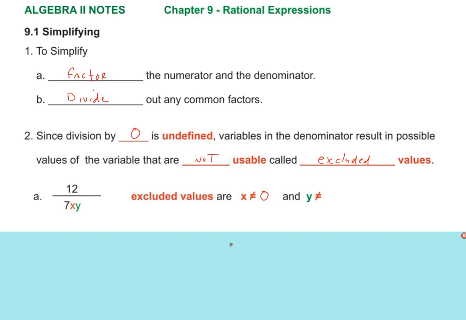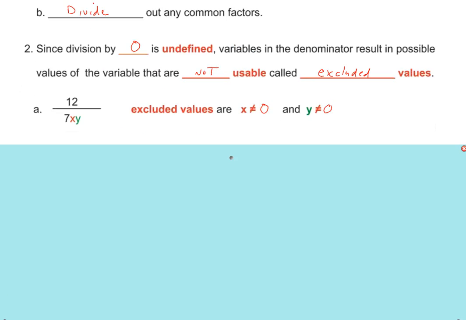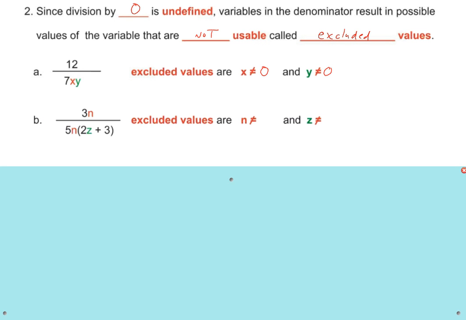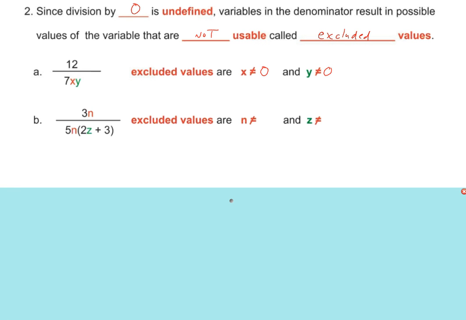And when you look at y, if y were 0, that would make the denominator 0. So y cannot be 0. There are two excluded values in this problem. X cannot be 0, y cannot be 0. Why, you ask? Because again, it would make the denominator 0, and when the denominator is 0, you get infinity or undefined.